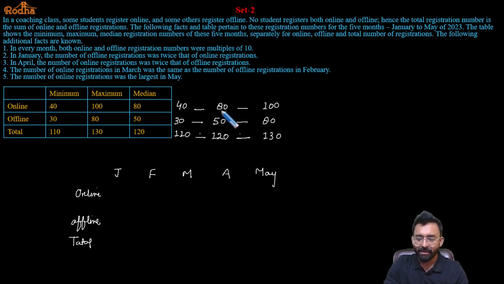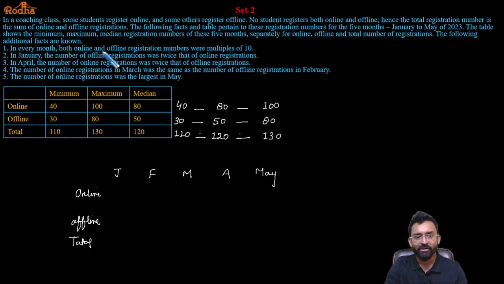Now, a very important piece of information in this kind of question is that 40 has to be part of the counting, 80 has to be part of the counting and 100 has to be part of the counting. Is that okay? Fine. So what else do we have? The table shows the minimum, maximum, median registration numbers of these 5 months separately for online, offline and total number of registrations. The following additional facts are also known.